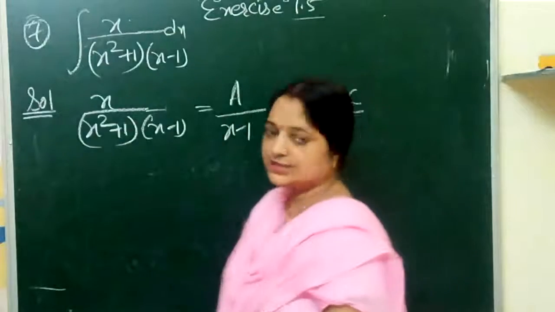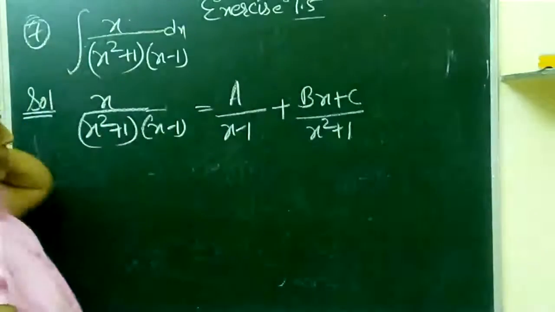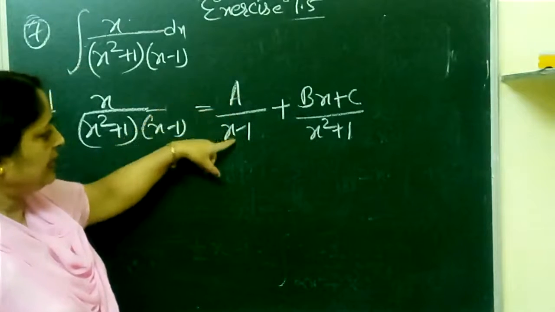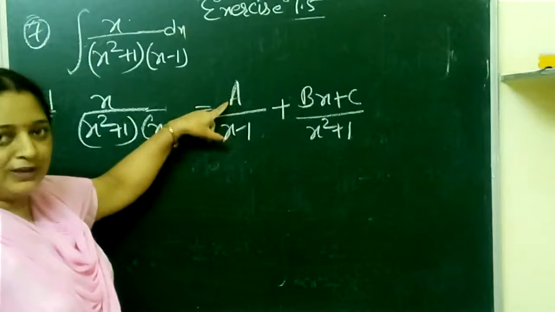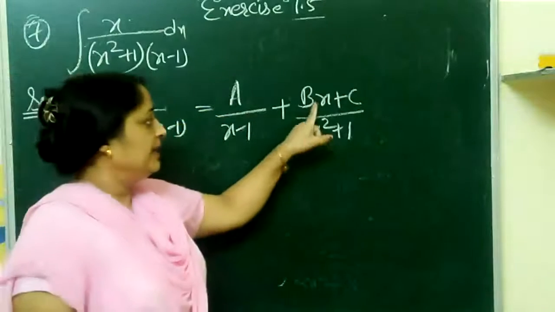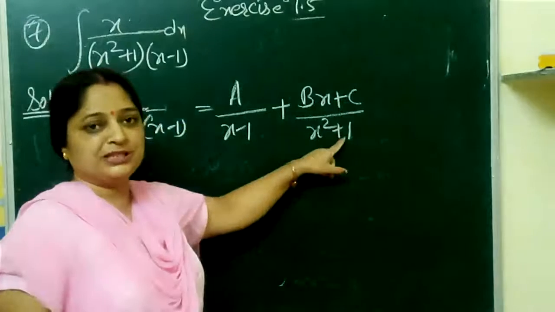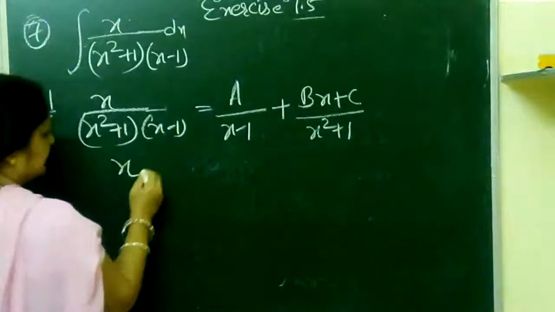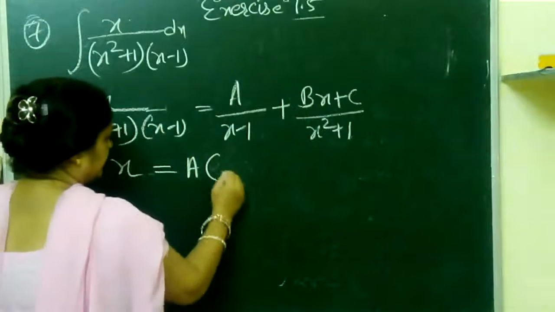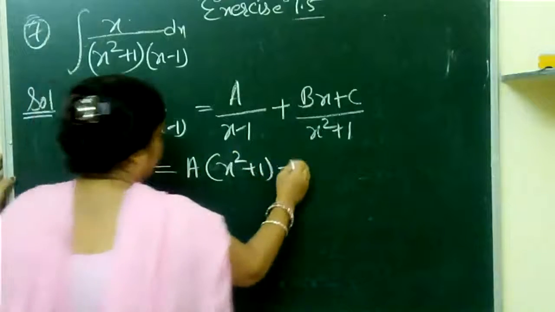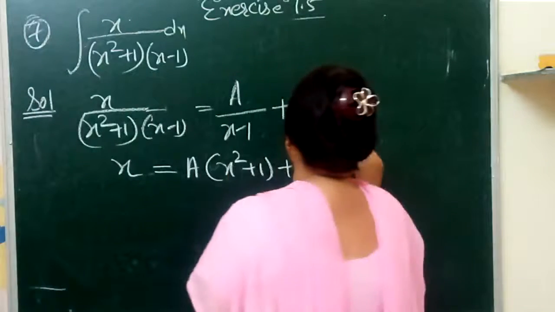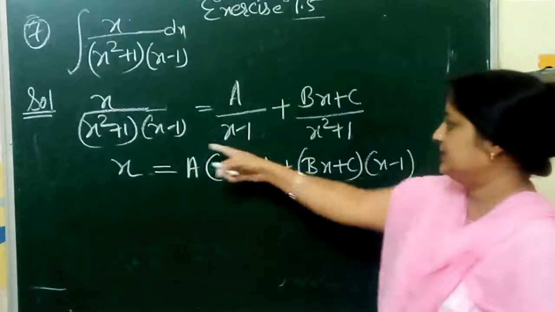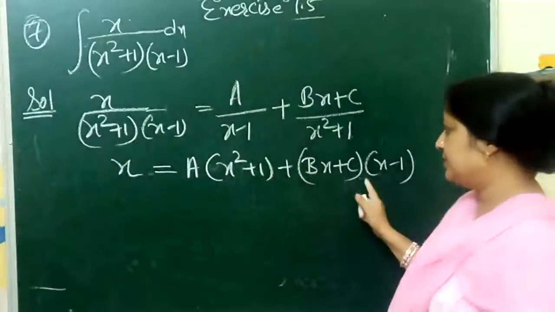Now here our target is to find the value of a, b and c. You know how you can find the value of a, b, c. For a, by putting x equal to 1, we will get the value of a. And for bx plus c, we can't put x equal to plus minus 1. Here we will compare the coefficients. So first of all we will take the LCM. After taking LCM it will come a into (x square plus 1) plus (bx plus c) into (x minus 1). After taking LCM, this denominator cancels with this side. So this term will be left.